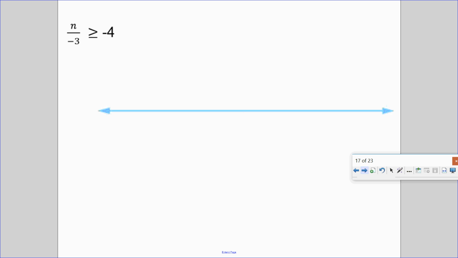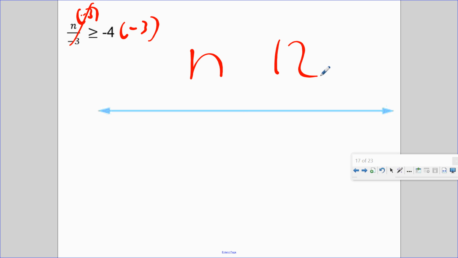Now, n divided by negative 3 is greater than or equal to negative 4. So let's look at this. I see a negative right here. It's saying you need to do the opposite symbol. So let's do the inverse operation of dividing: multiply by negative 3. Negative 4 times negative 3 is 12. But we do the opposite, less than or equal to.